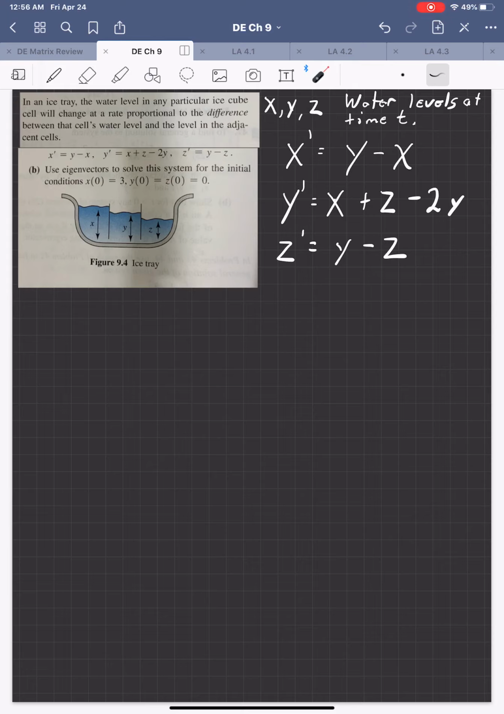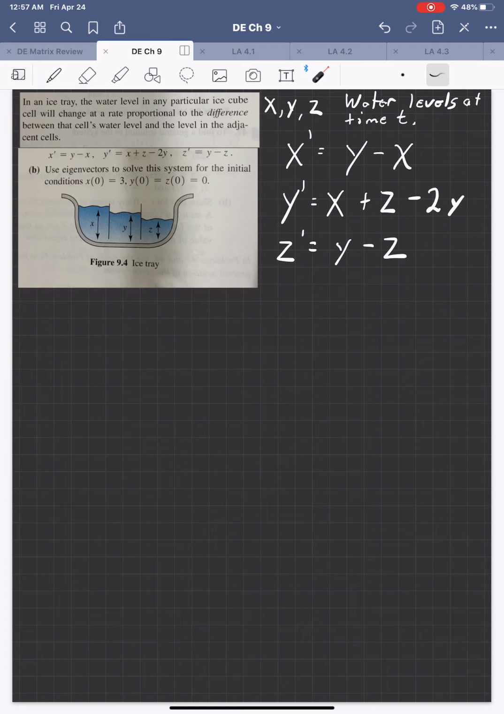It says, in an ice tray, the water level in any particular ice cube cell will change at a rate proportional to the difference between the cell's water level and the level in the adjacent cells. Okay, so this is your ice tray, and in this particular ice tray there's only 3 cells, right? So you can make 3 ice cubes with this ice tray. And let's notice from the picture, your X, Y and Z basically represent the water levels in that cell, and that would be the water levels at some time t.